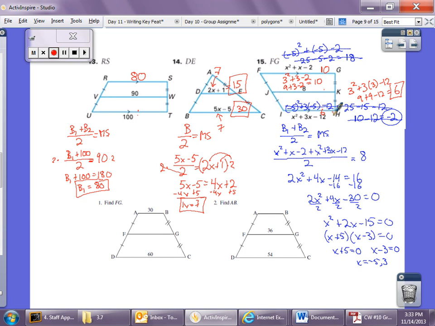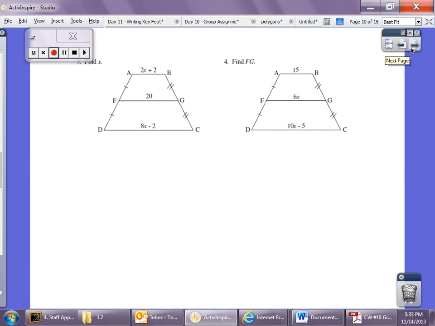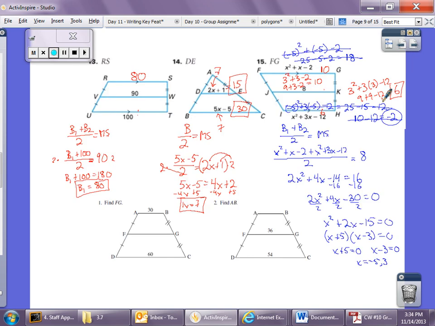Now we have 4 examples left. 1, 2, 3, and 4. Try them tonight. Finish those 4 examples up, and we will go over them tomorrow in class.